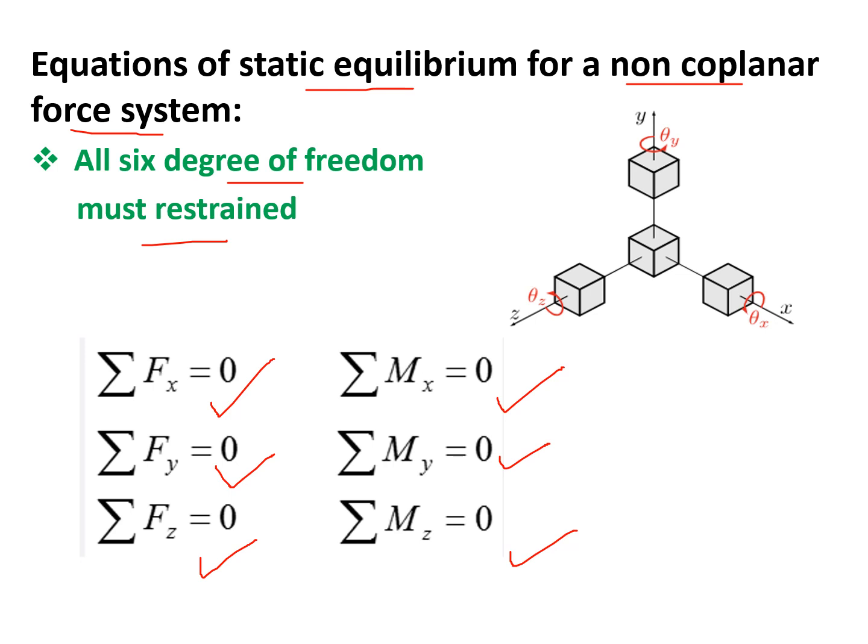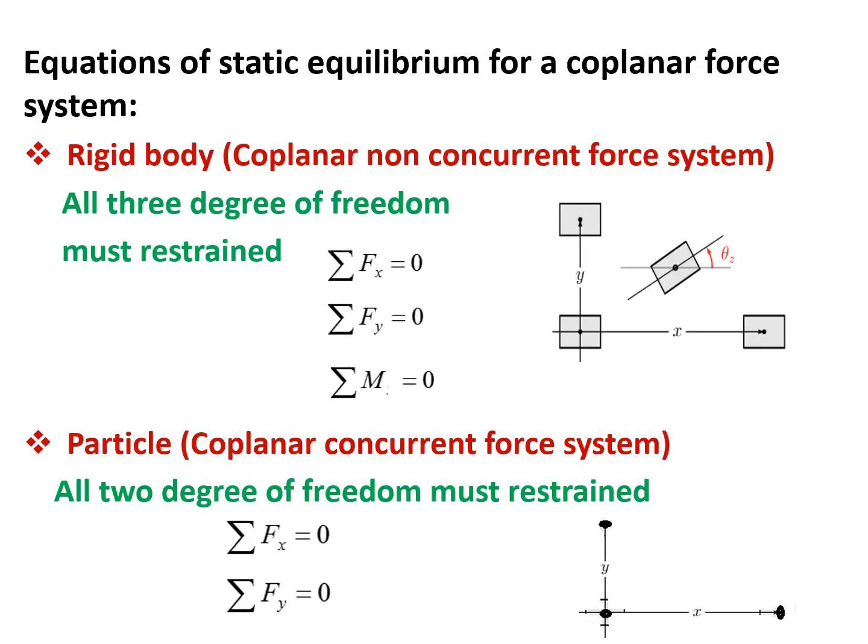So we have 6 equations: net x direction force 0, net y direction force 0, net z direction force 0, as well as, to restrain the rotation, the net moment about the x-axis is 0, the net moment about the y-axis is 0, and the net moment about the z-axis is 0. And now we talk about a coplanar force system. If it is a rigid body, that means a coplanar non-concurrent force system. And I already discussed that we have 3 degrees of freedom in the case of a rigid body under a coplanar force system. Then if that body is under equilibrium, all 3 degrees of freedom must be restrained.